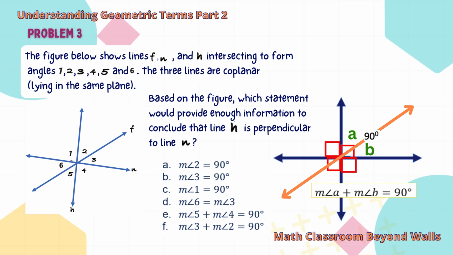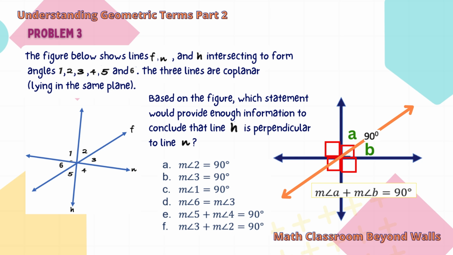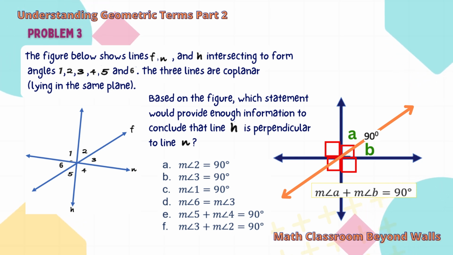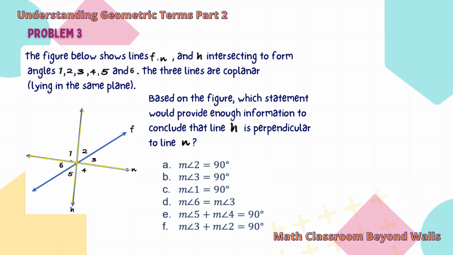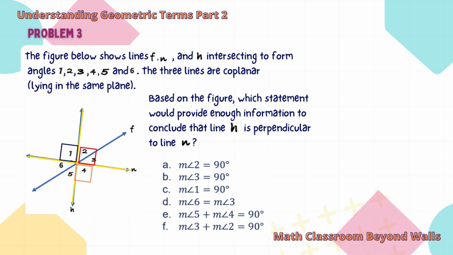Okay, I think we can now go back to our problem. Let us look at the figure on our problem. Where are line H and line N? Okay, here they are. For these lines to be perpendicular, the angles at the point of intersection must all be 90 degrees. So we will put boxes to indicate the measure of 90 degrees.